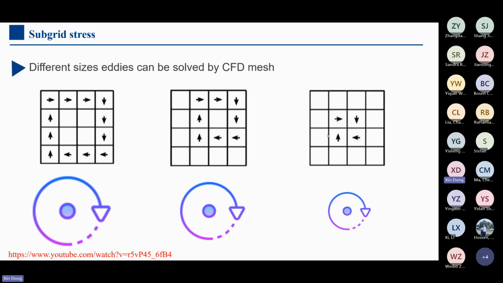So we know that if you have a safety mesh, then the mesh is capable of resolving a range of different eddy sizes. Of course, if you look at an actual flow field, you won't see these clearly resolved eddies in the velocity vectors. There will be a variety of different eddies superimposed on top of each other. So you can see that the mesh can resolve a variety of eddy sizes.